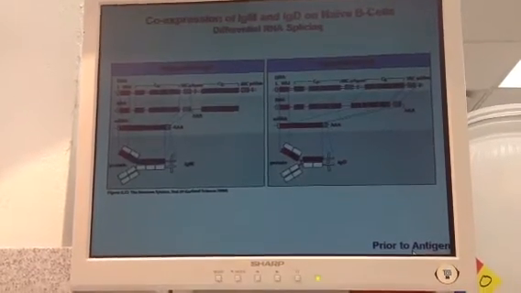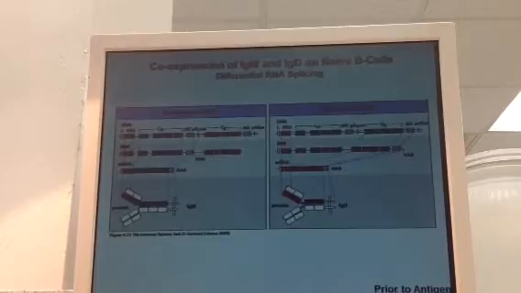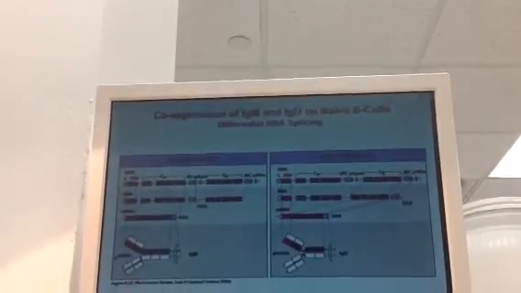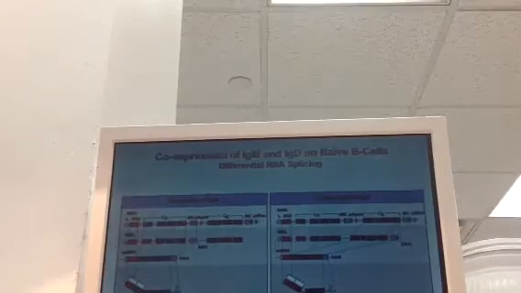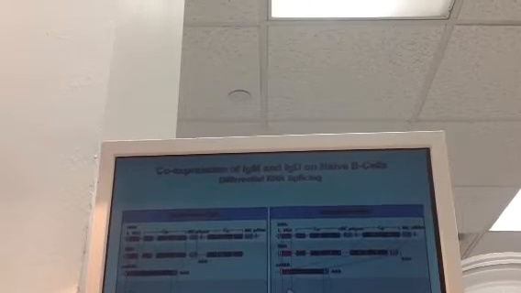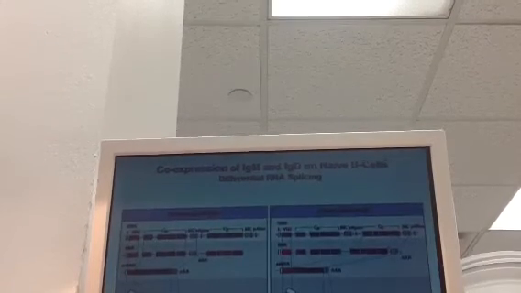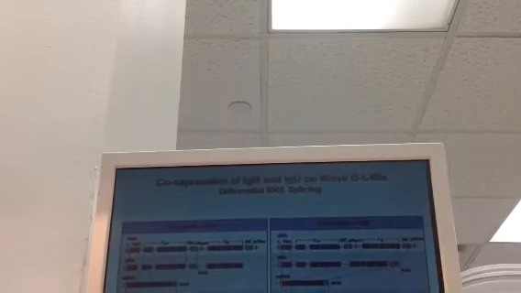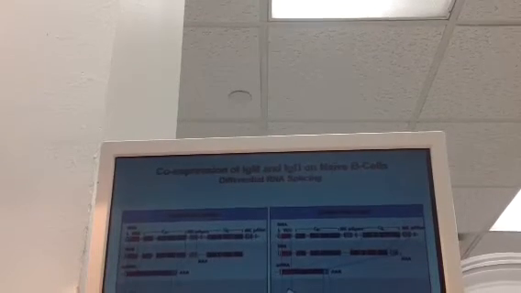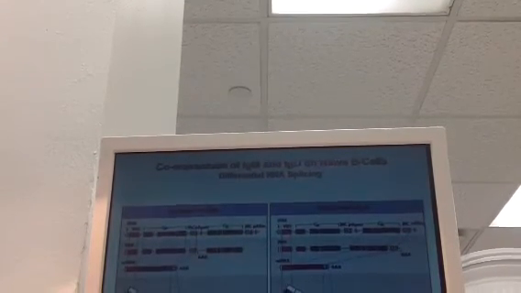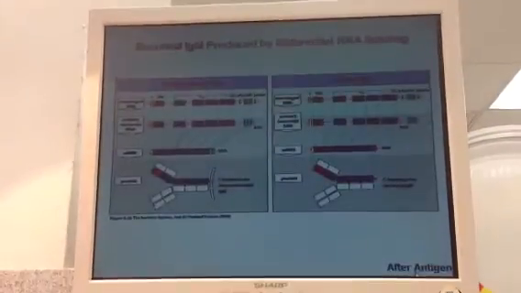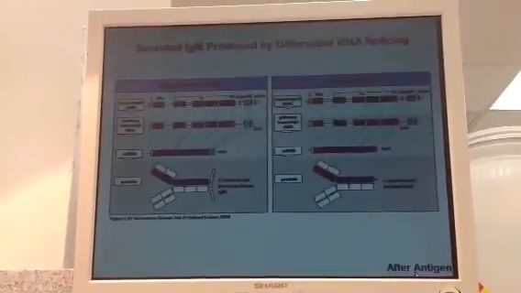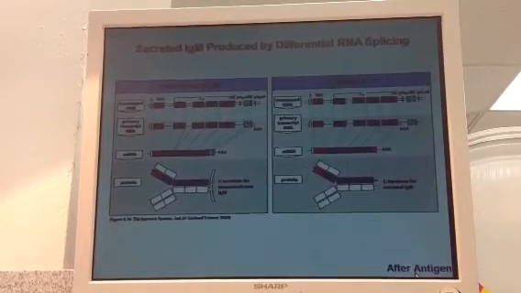The difference between IgM and IgD is differential RNA splicing. The only place you really see IgD is on the surface of mature, naive B cells. Okay? It hasn't been tickled, hasn't found its antigen yet, but it's mature, ready to go. It's looking for its antigen. That's the only place you find IgD. Secretory IgM is produced by differential RNA splicing.